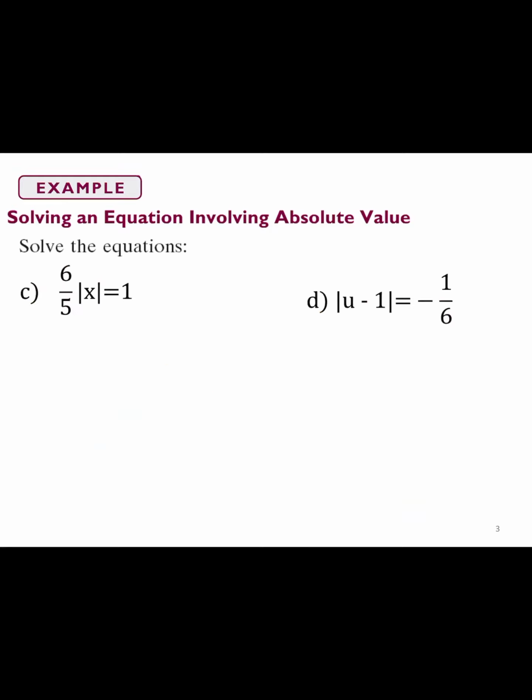All right. So we have still solving. You can undo by multiplying by the reciprocal. So I'm going to multiply each side by the reciprocal of 6/5.